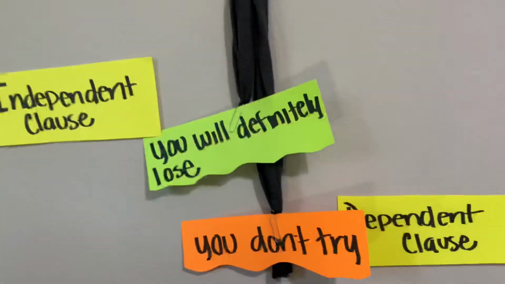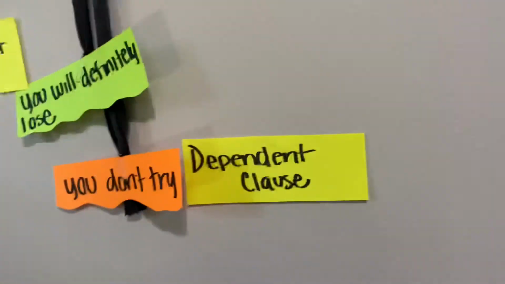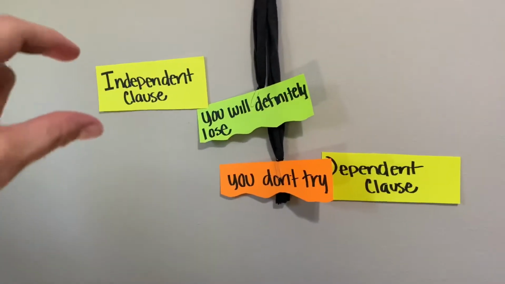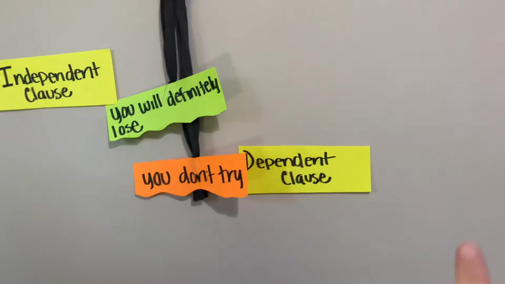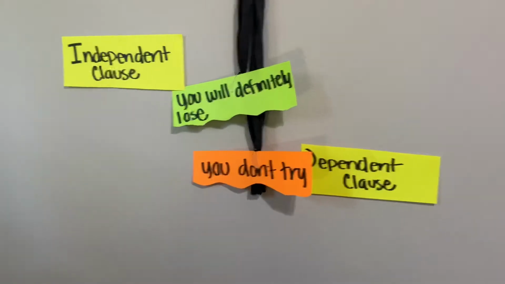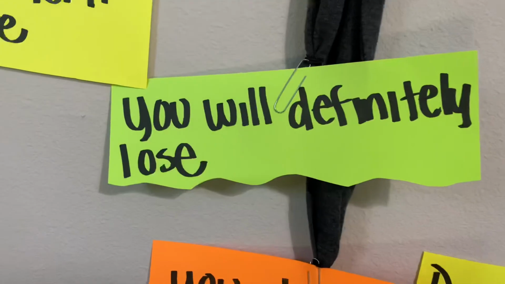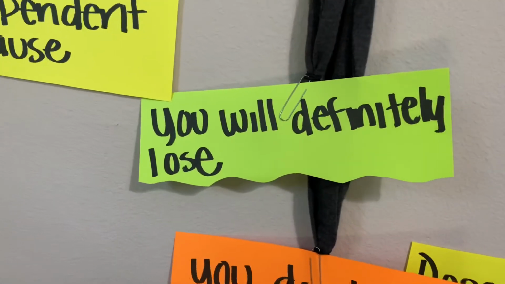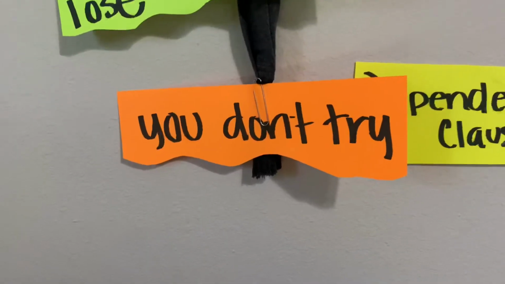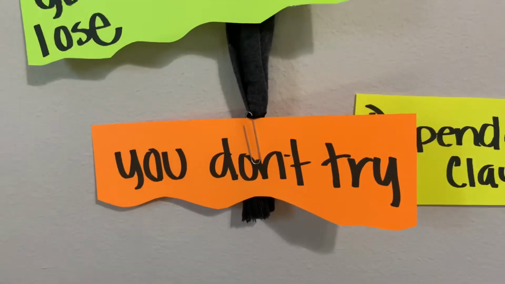Okay, so here's our first sentence. So if you notice, I have my independent clause higher than my dependent clause. You can kind of see here. The reason why I did that is because an independent clause can stand on its own while a dependent clause cannot. Okay, so right now they're off balance. You'll see that one is higher than the other. If we look at this one, "you will definitely lose." If I were to say that, that's a complete thought, makes total sense, you don't try what, okay? So you need to add something to this in order to make it a complete thought or connected to something.